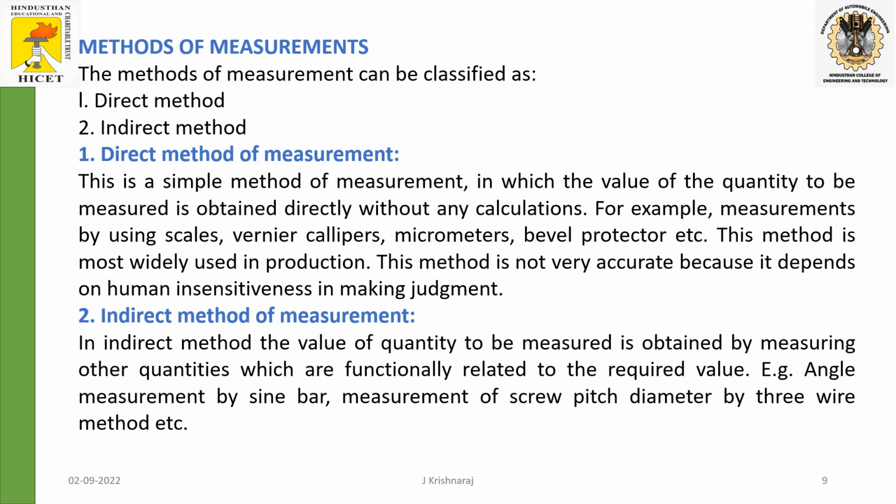The next one is the indirect method of measurement. In this method we have to do some calculations to obtain the measurements. Like with a sine bar and others, for angular measurements we have to do some calculations, and only then can we get the angle. That is an indirect method. Another kind of indirect method uses special gauges like IR rays and other equipment used for measuring distance or something else.